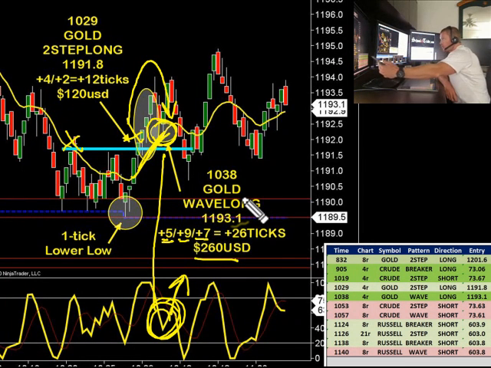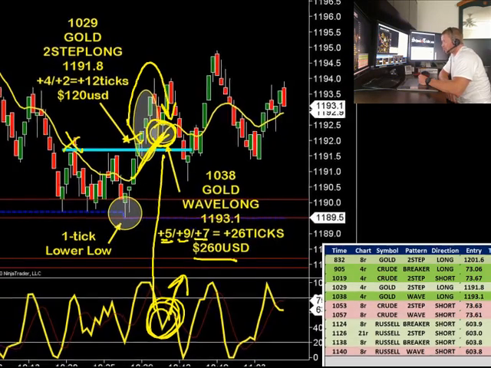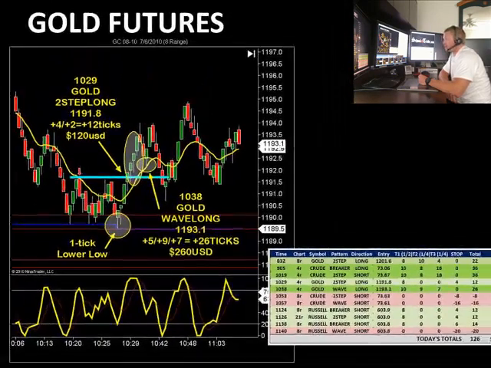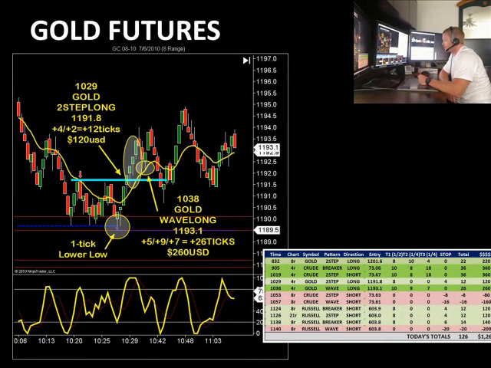We got bounced out a little bit early on the two-step long, getting in for a wave long here, just about 10 minutes apart. Okay, so we took 26 ticks out of the first trade, 112 ticks there out of the first trade on gold there. Back-to-back winners. Let's keep moving.